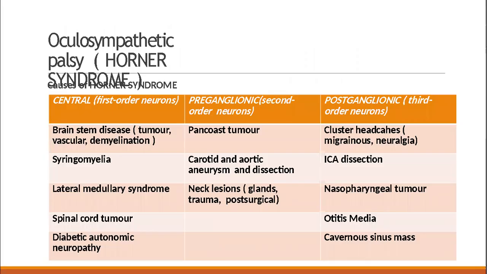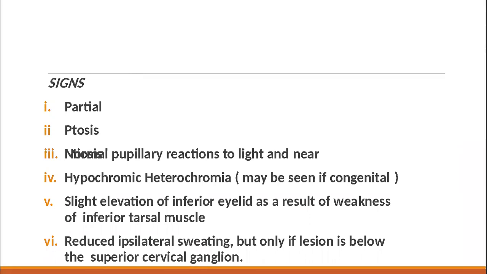So now we'll discuss Horner syndrome. Horner syndrome is because of the affection of the sympathetic pathway, and this sympathetic pathway has first order neurons, second order neurons, and third order neurons. This sympathetic pathway can be affected anywhere from first order neurons, second order neurons, to third order neurons.